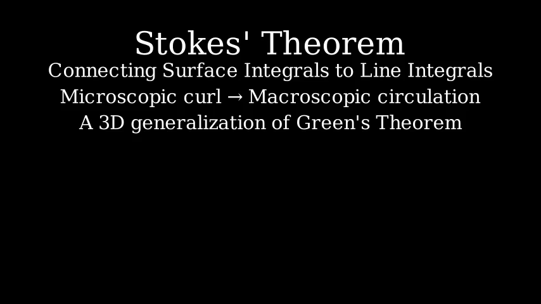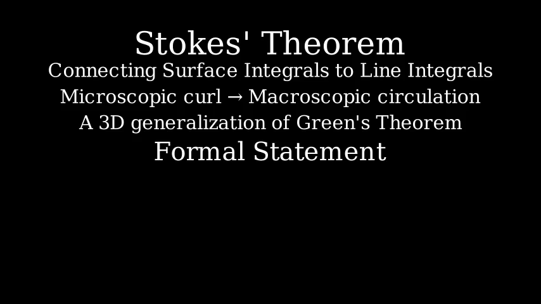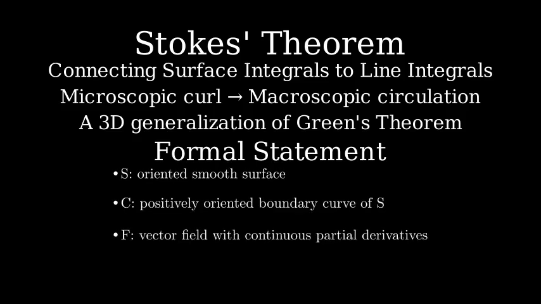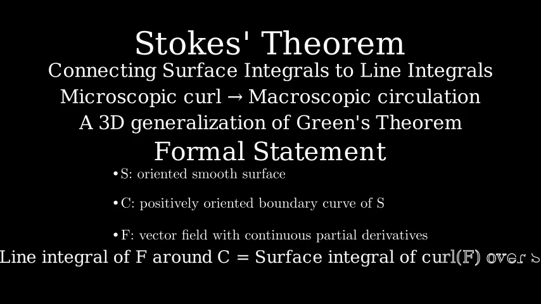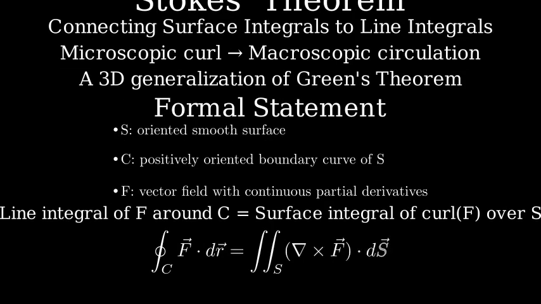Let's begin with the formal statement of Stokes' theorem. Let S be an oriented smooth surface that is bounded by a positively oriented, piecewise smooth, simple closed curve C. Let F be a vector field whose components have continuous partial derivatives on an open region in 3-dimensional space containing S. Then the line integral of F around curve C equals the surface integral of the curl of F over the surface S. In mathematical notation, we write this as the closed loop integral around C of F dot dr equals the double integral over S of the curl of F dot dS.